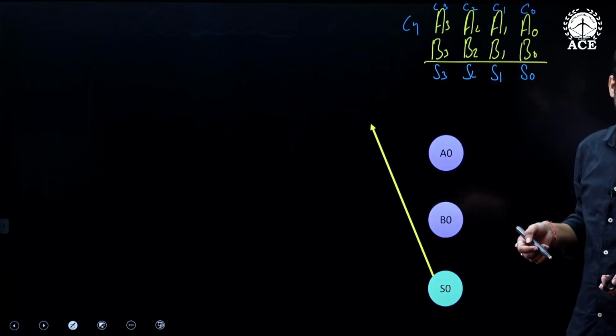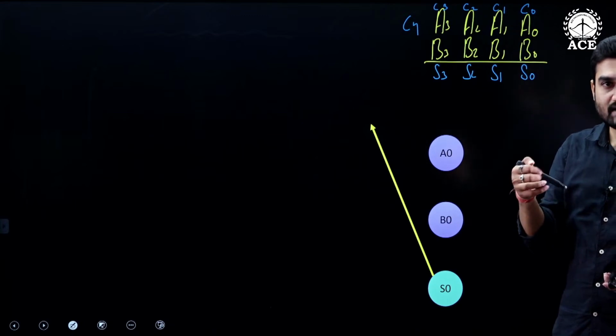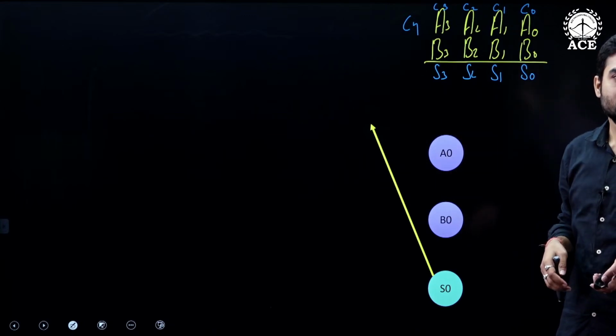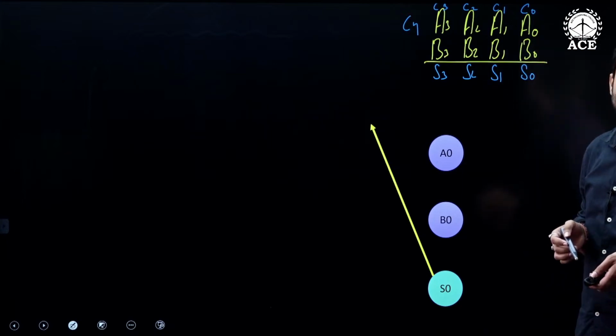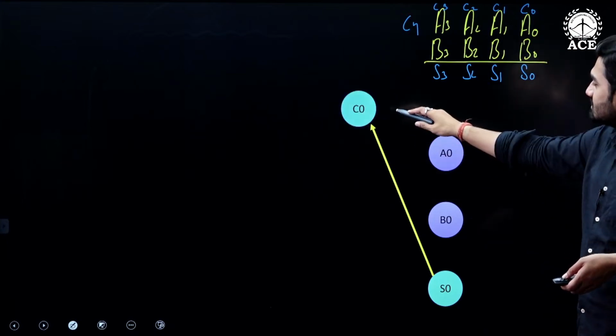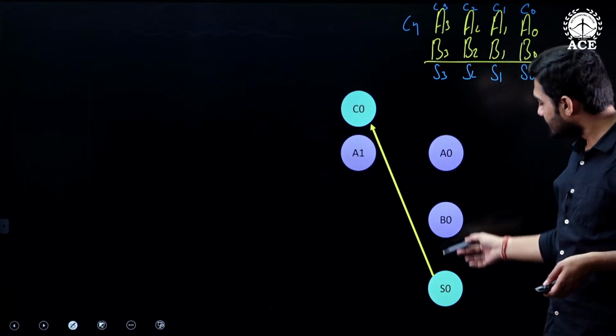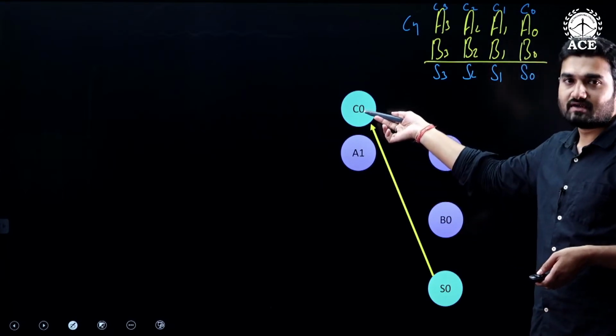I can take a half adder. Why? Because in the first bit I have only 2 inputs. 2 inputs are really required. What is C0 doing? Nothing, it is 0. Okay, fine. Now this is the carry generated over here. That's what is written here, C0.